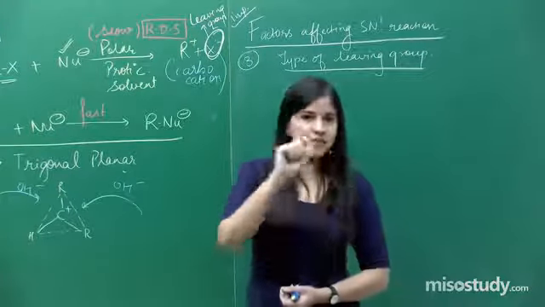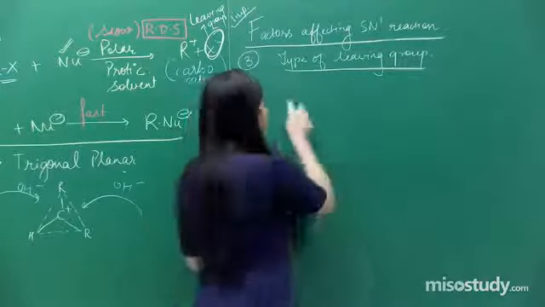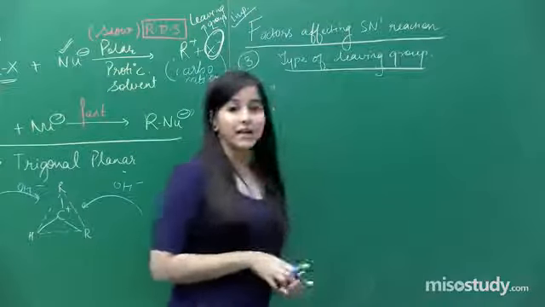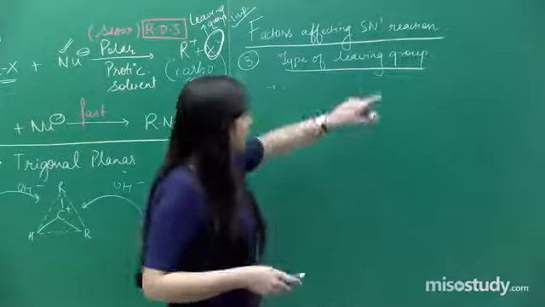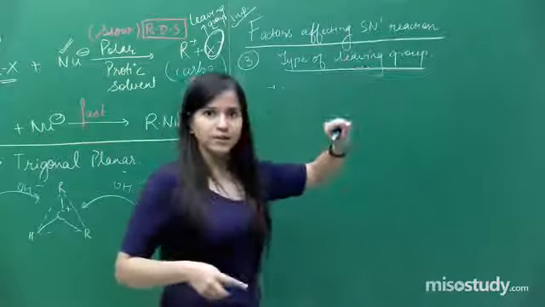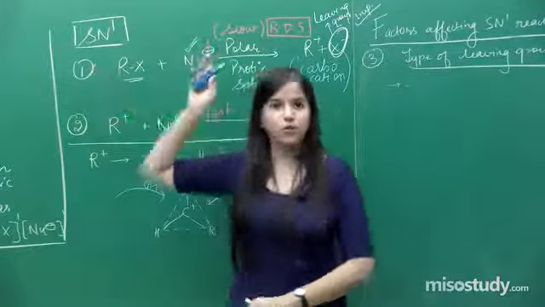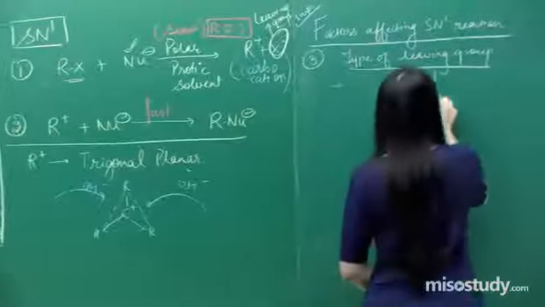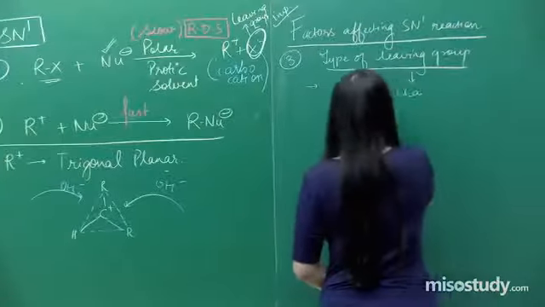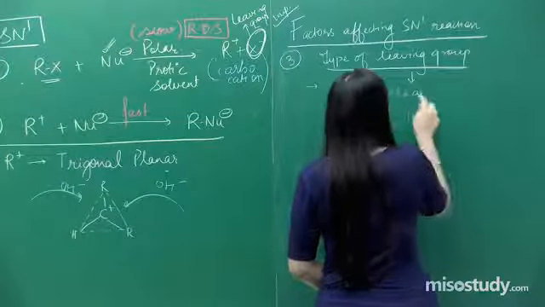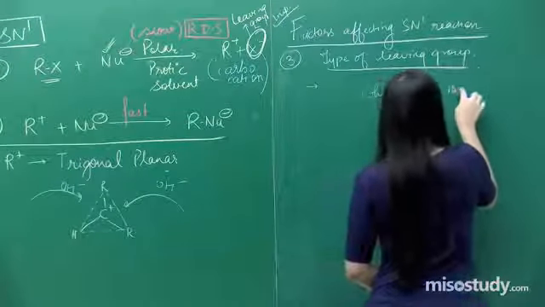Otherwise, I'm explaining and giving you a general idea of it, right? So the general idea, what is a leaving group basically? Which leaves the vicinity, which leaves the substrate, that is what the leaving group is.